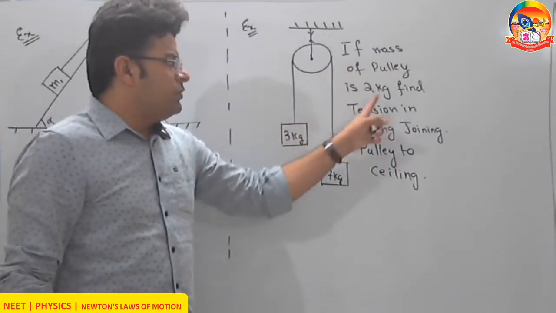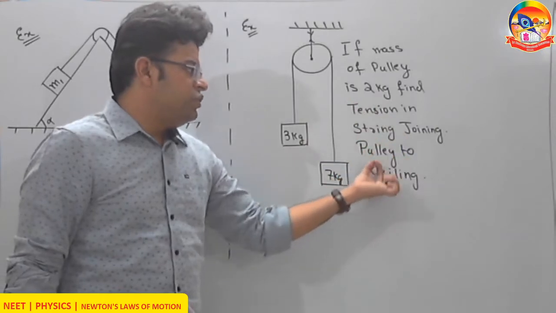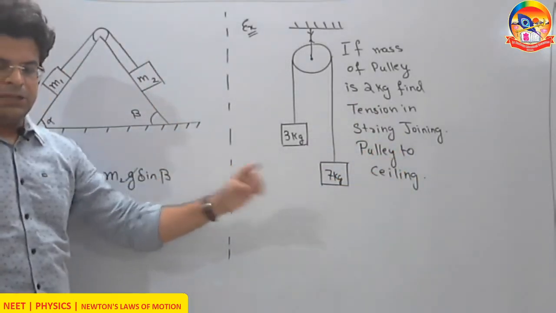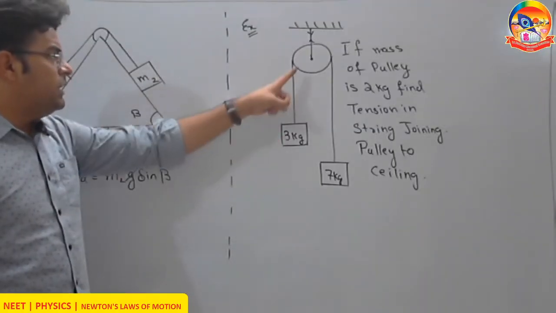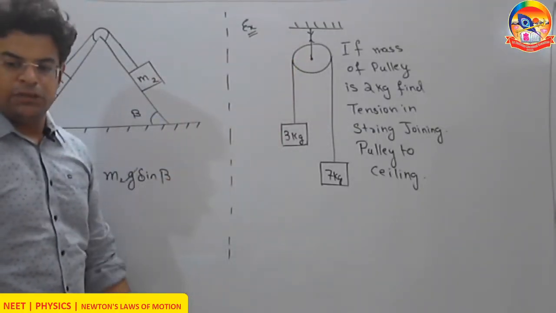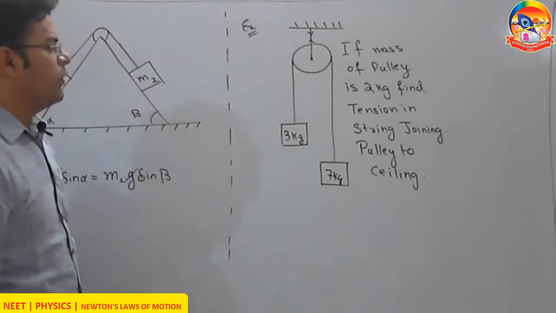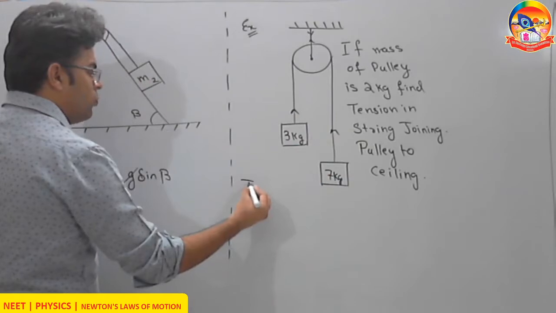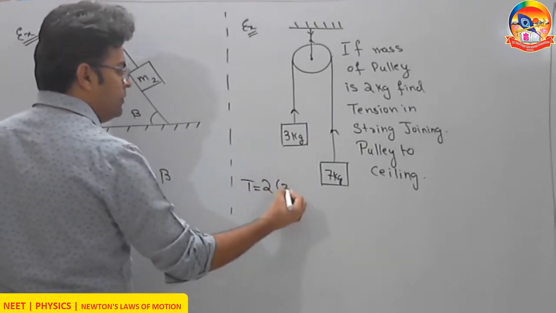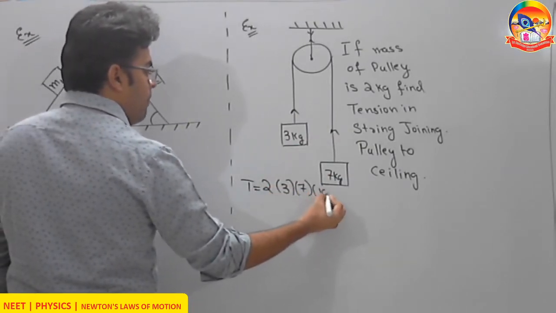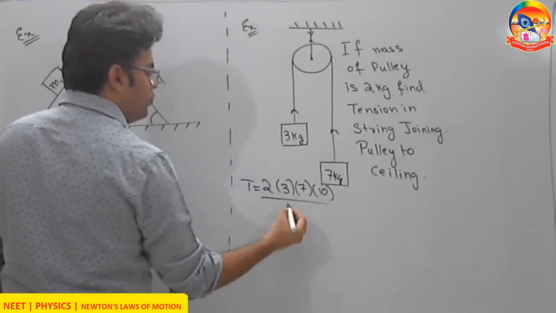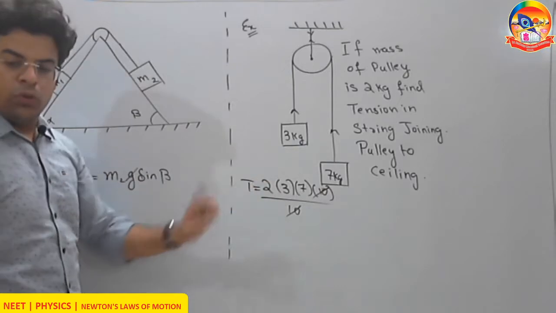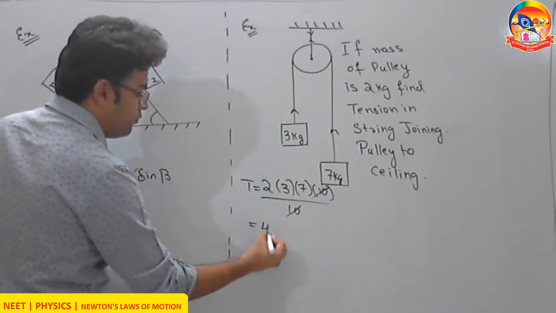If the pulley has a mass of 2 kg, find the tension in the string joining the pulley to the ceiling. There are two masses of 3 kg and 7 kg. If this pulley also has a mass of 2 kg, what will be the tension in this string? Yesterday we learned that the tension in this string comes out to be 2m1m2g by m1 plus m2. So that comes out to be 21 into 2, that comes out to be 42.